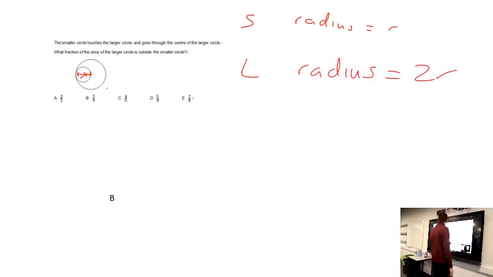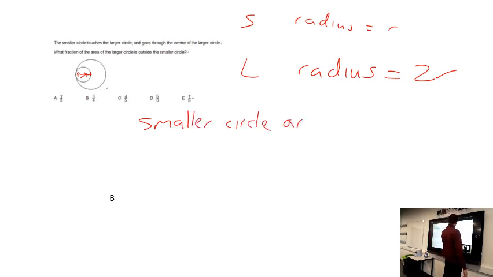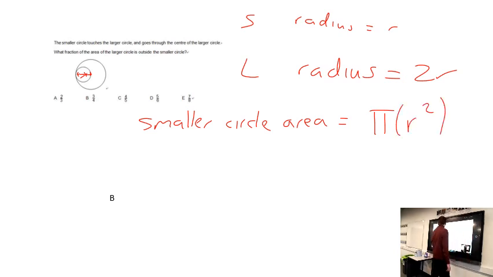Okay, so let's have a look at the area of the smaller circle. The area of a circle is pi r squared. So here, the radius is r. And the larger circle.